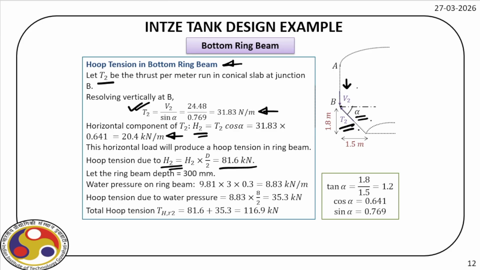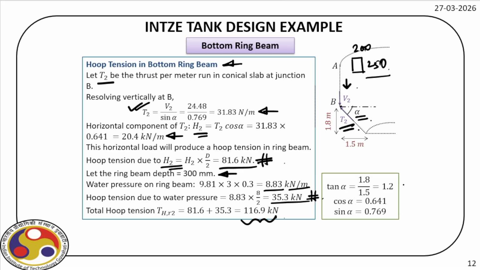Now let the depth of the ring beam be 300. Recall at the top we had 200 by 250. Let us try with a 300 millimeter deep beam. Water pressure on the ring beam we can easily calculate. It is 8.83 kilonewton per meter. Hoop tension due to water pressure is 8.83 into 8 by 2, which is 35.3 kilonewton. So total hoop tension is the summation of this quantity and this quantity. So total hoop tension is 116.9 kilonewton, right?